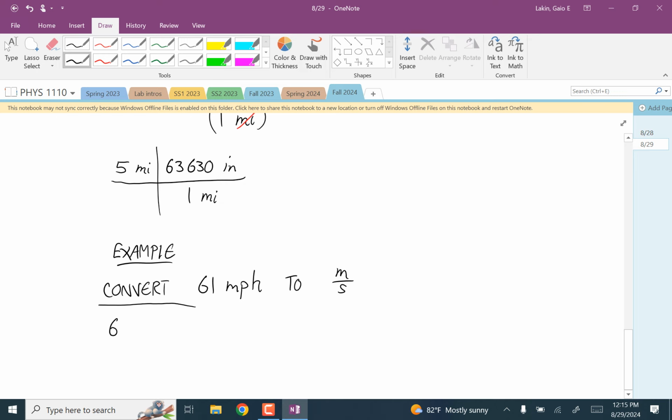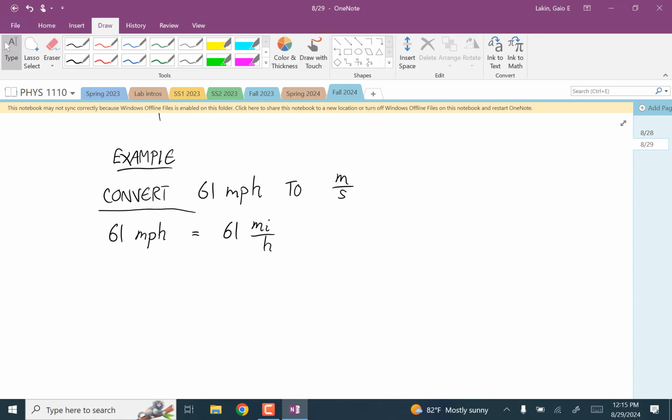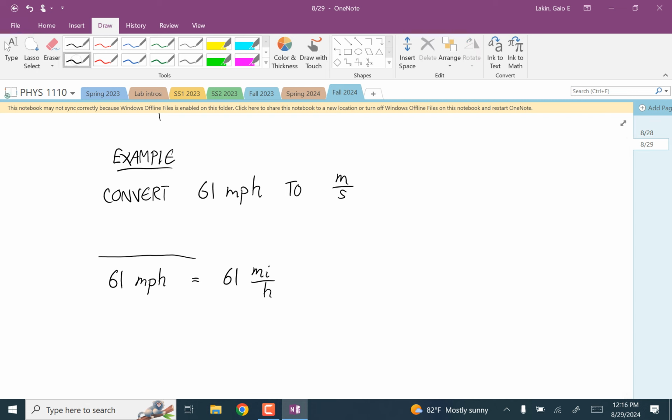Well, 61 miles per hour, first you have to recognize that that's just a common way of writing 61 miles divided by hours. Okay. Anything that's given as per, that's just saying divided by that. And so now this is what we're starting with. Oh, and I pretend I already did this. Here, just use your electric pen to move this down. Just kidding. I know you don't have an electric pen.